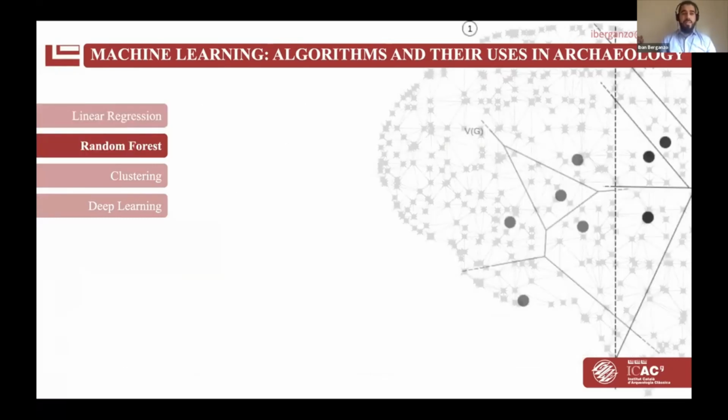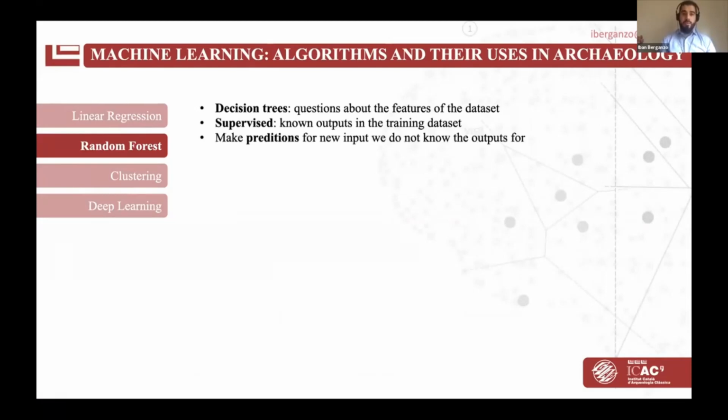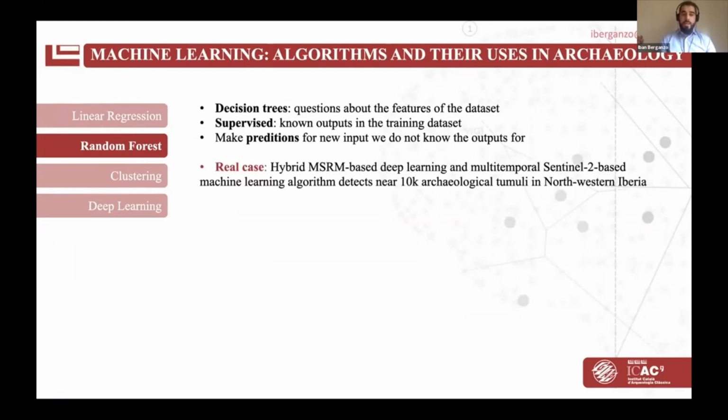The second algorithm is the random forest. What's it about? It's about decision trees. These are questions that we make about the features of our dataset. It's again a supervised algorithm. We know the outputs for our inputs in the training dataset, and we make predictions for new ones. A real case is a paper that will maybe be published this week because it's accepted, and it's about detecting tumuli, but here it is applied in the northwest of Iberia.